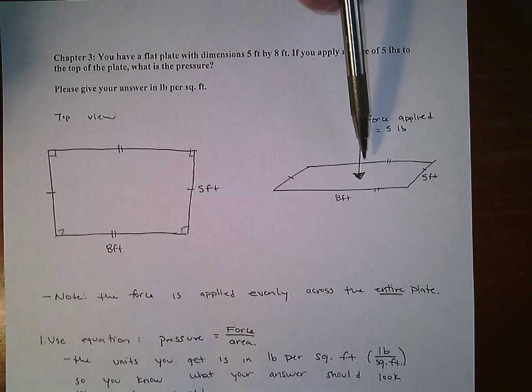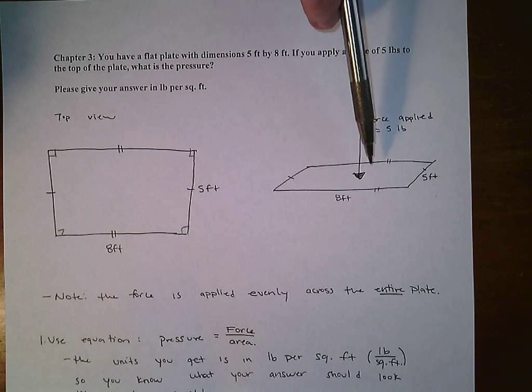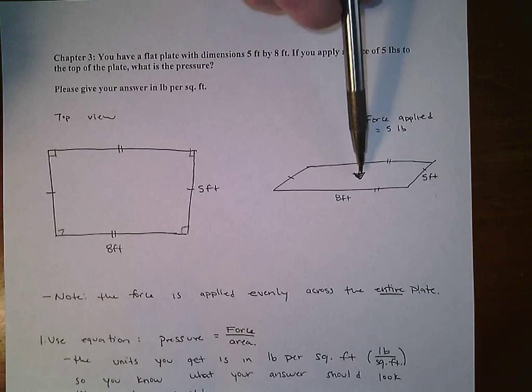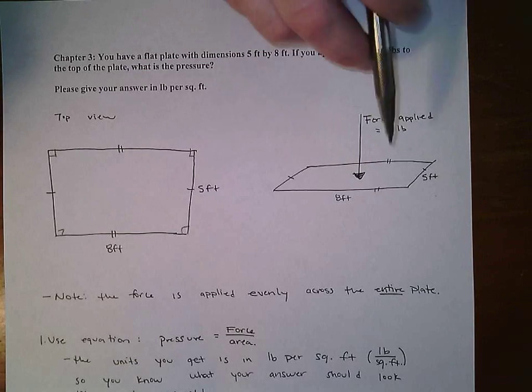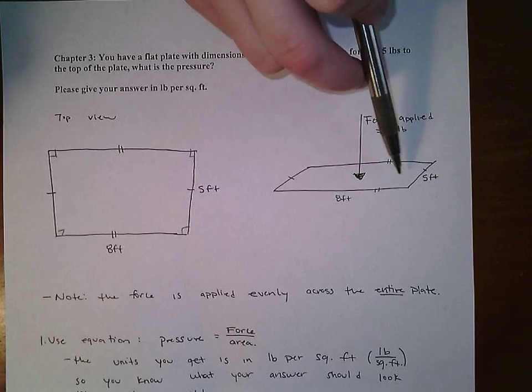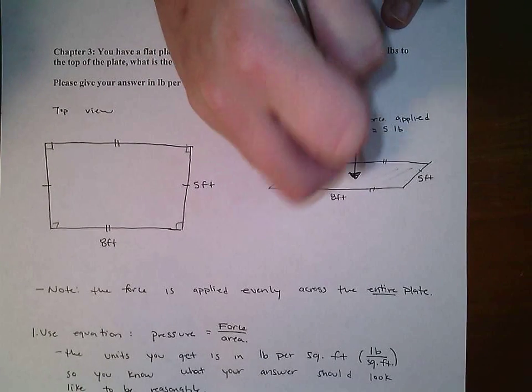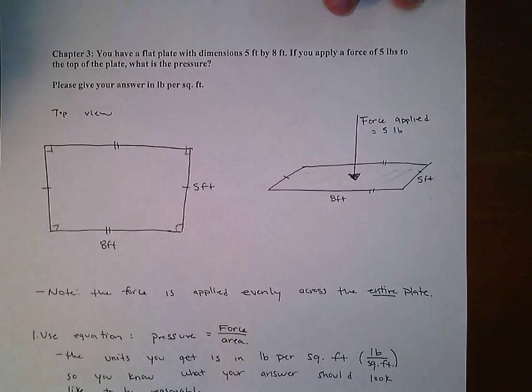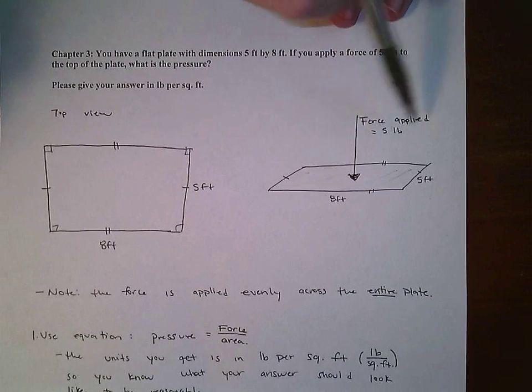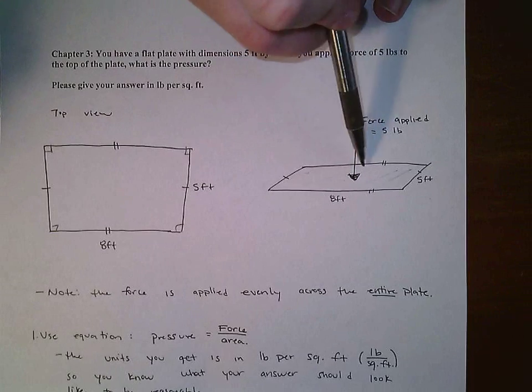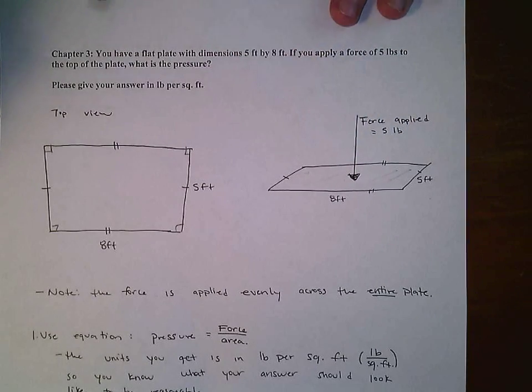So something to note is that in this we're assuming that the force itself is put evenly across the entire plate. This just makes it a little bit easier. So this arrow is just to show where the force is coming from and where it's being applied to. So the force is being applied to the top of the entire plate.